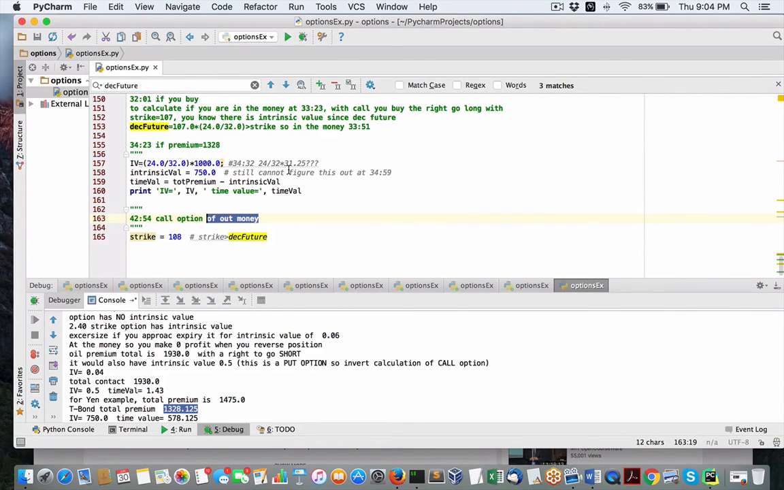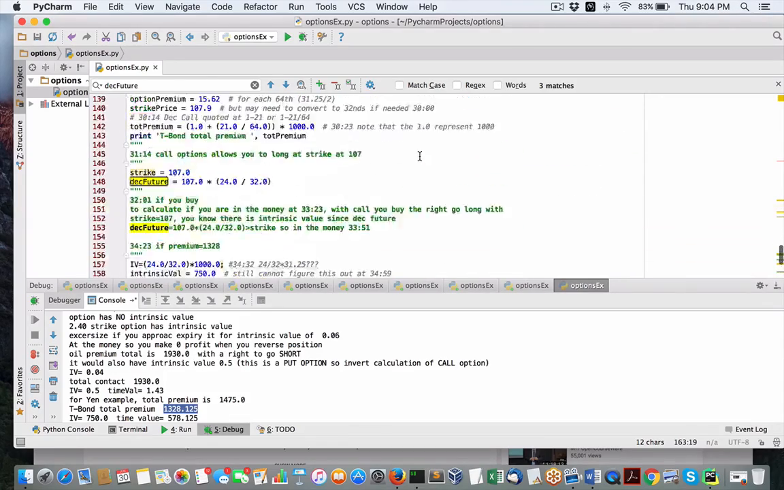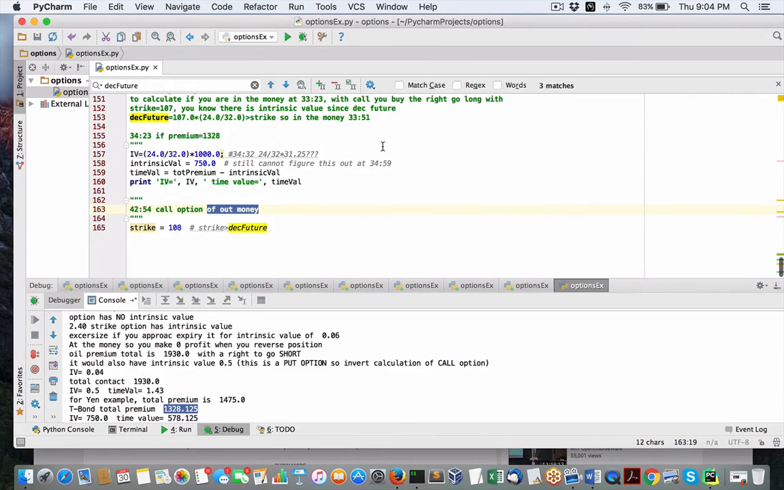All right, so there you go, an example with oil, corn, yen, and treasury T-bond. All right, hopefully that helps you out.